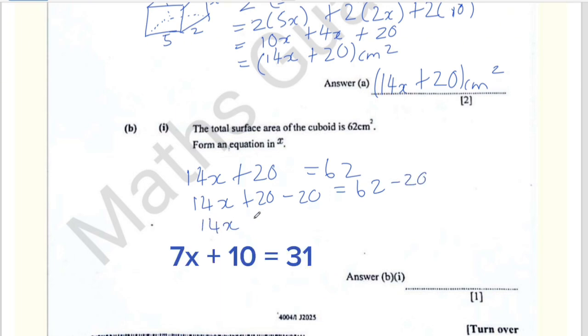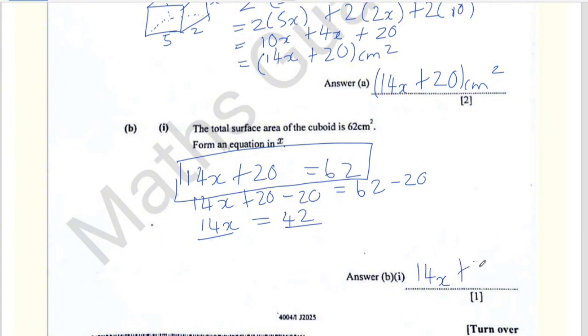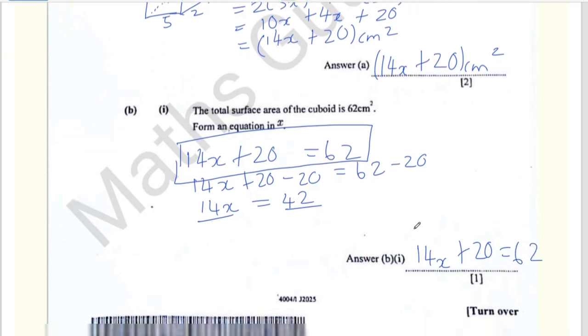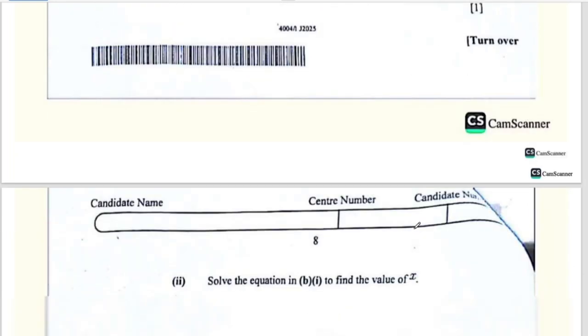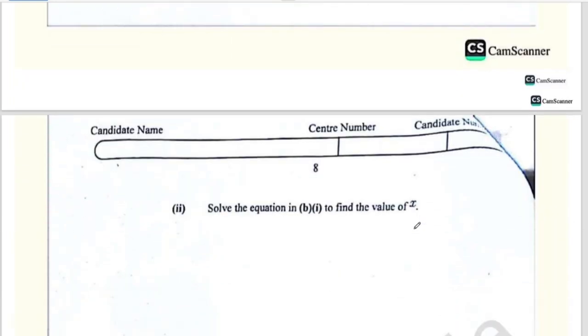You can choose to bring like terms together, but it's not really necessary because you are going to do it in the next step. So you can simply leave it in the form 14x plus 20 equals 62, or 7x plus 10 is equal to 31. Or you can leave it in this way, 7x is equal to 21. It's still up to you. Right, moving on to the next part.